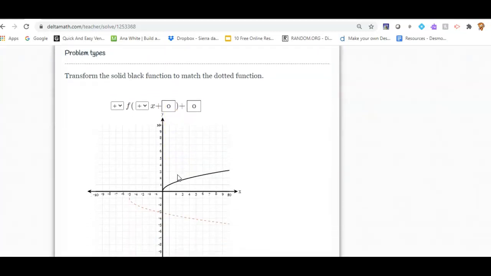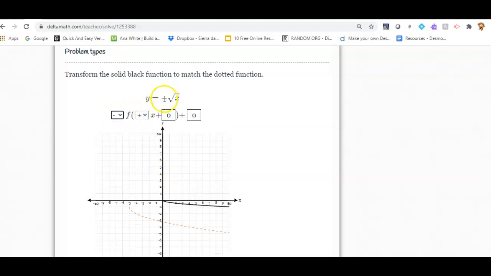Here is a radical function. Again, I need to reflect it over x. So I'm going to reflect it down here. You can see that I have y equals negative radical x now. I need to slide it over here to the left by adding 5. So x plus 5 under the radical makes it go left.